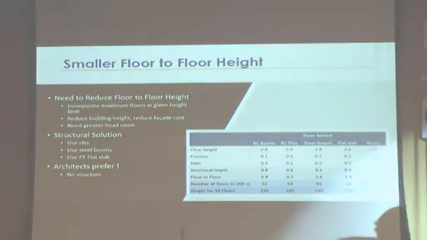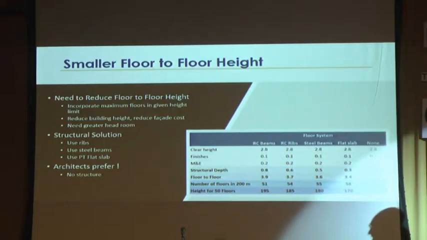This table is just an estimation, a very rough calculation of what can happen by using different systems. If you use RC beams, for example, for a 200-meter tall building, you get 51 floors approximately. If you use rib slabs, you get 54 floors. If you use steel beams, you get 55 floors. If you use flat slab, you get 58 floors. So 6-7 floors can be added into the same height by changing the structural system.